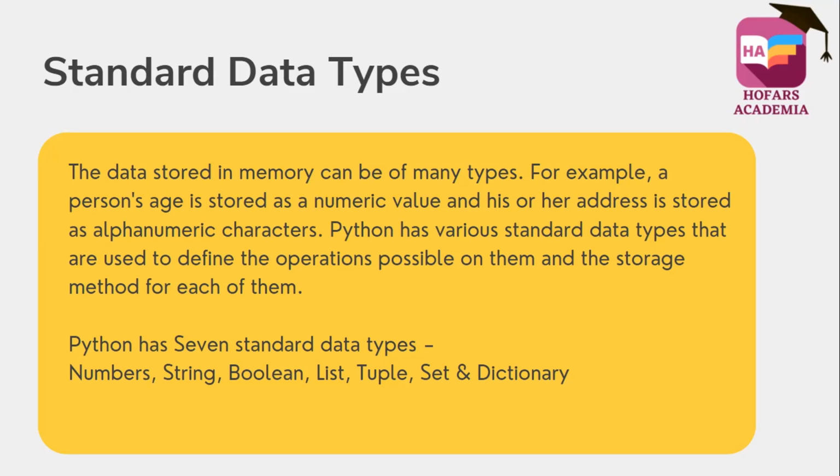And if we ask his address, it is like alphanumeric characters. Like we can say it in a statement, he's staying at Mumbai, Maharashtra, etc. Python has various standard data types that are used to define operations possible on them and store the methods for each of them. There are 7 standard data types: number, string, boolean, list, tuple, and dictionary.